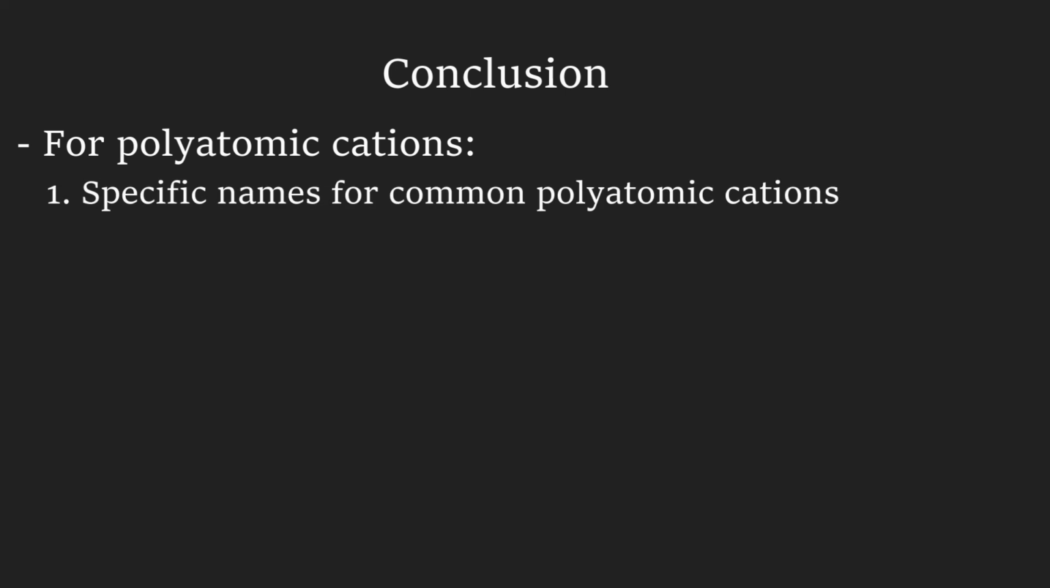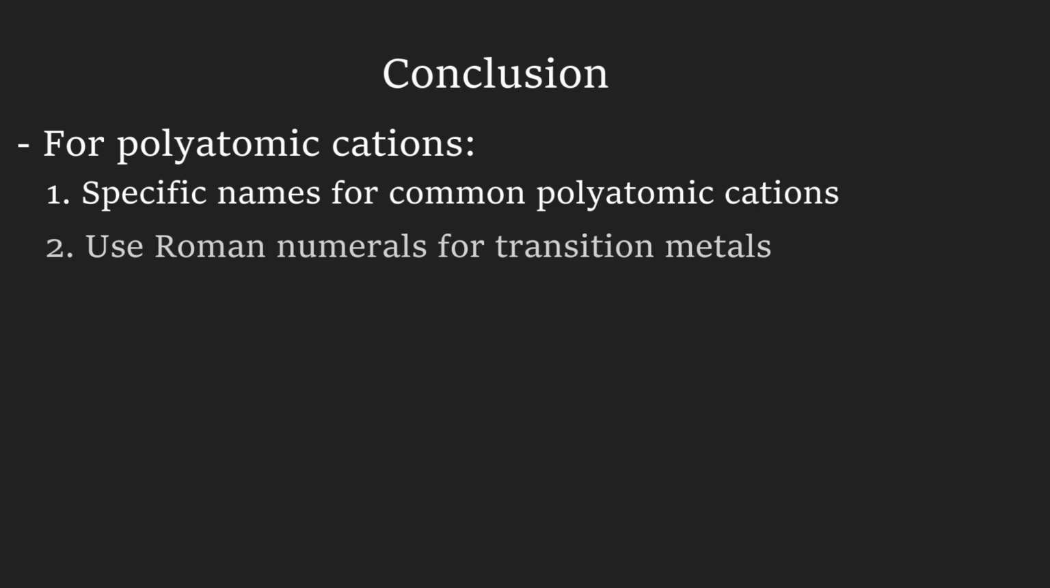In conclusion, we've covered a lot of ground. We've discussed the naming rules for polyatomic cations and for polyatomic anions. Let's recap what we've learned one more time. For polyatomic cations, we have two rules for naming them. The first is to use specific names for common polyatomic cations, for example ammonium. And the second is to use Roman numerals for transition metals to indicate their oxidation states.